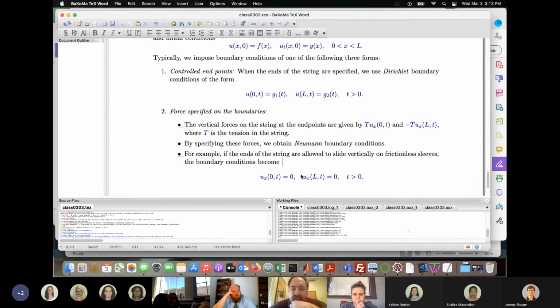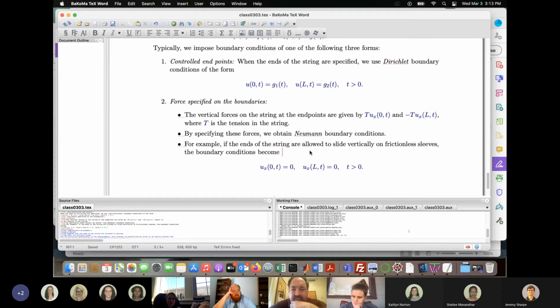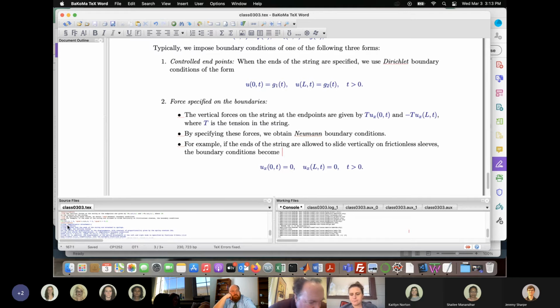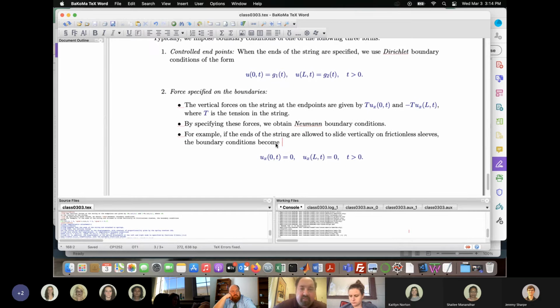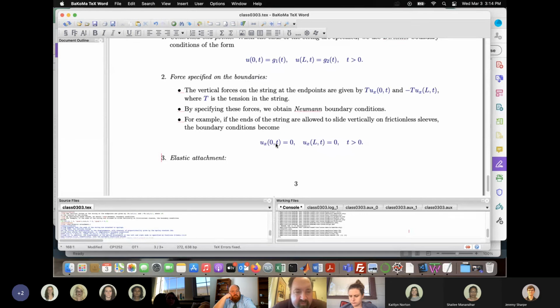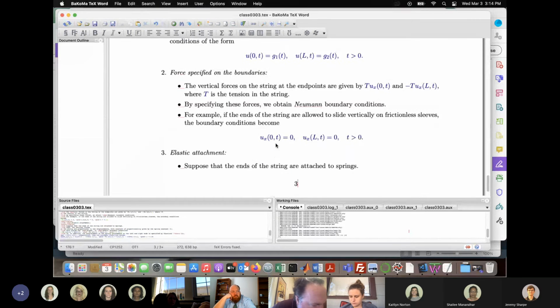So here, if the ends of a string are allowed to slide vertically, so basically we're free to move instead of being fixed like they are here, then du/dx is equal to 0 at both endpoints. All right, next.